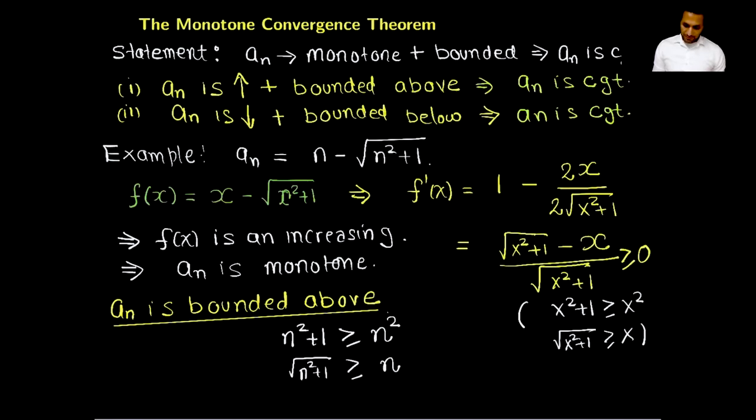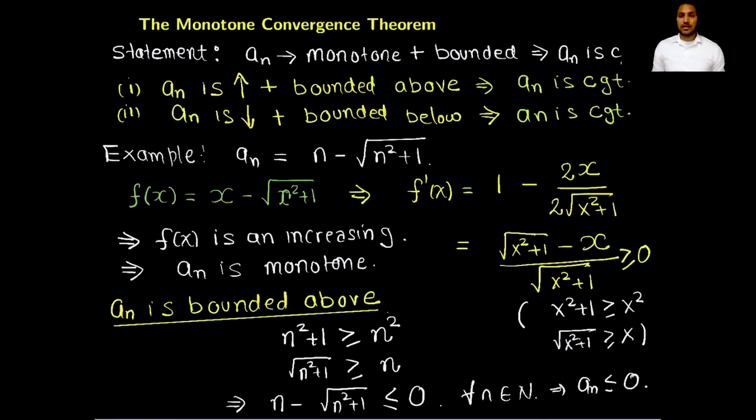And therefore, if I move that term to the other side, this implies n minus the square root of n square plus 1 is always less than or equal to 0 for all values of n belonging to the set of natural numbers. So this shows that each term of the sequence, this implies an is always less than or equal to 0, that is, each term of the sequence is bounded above by 0.